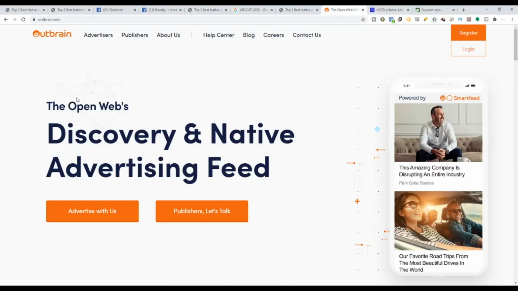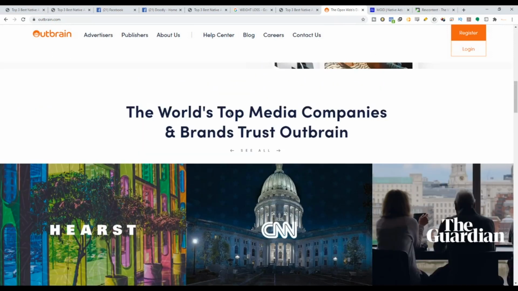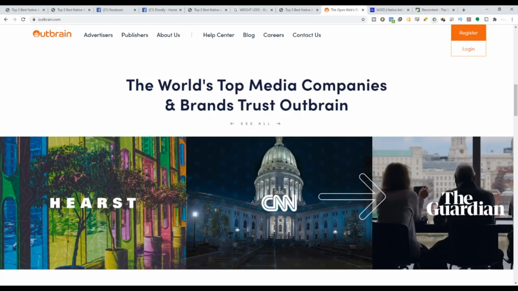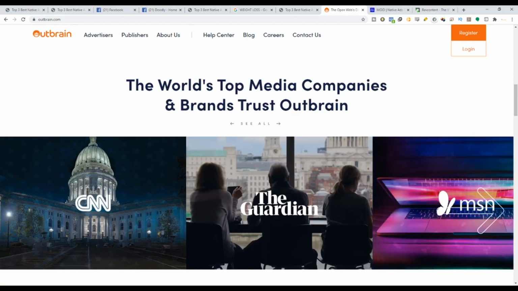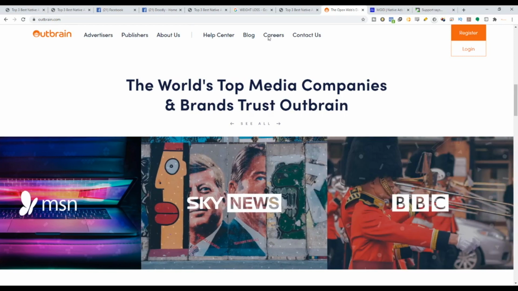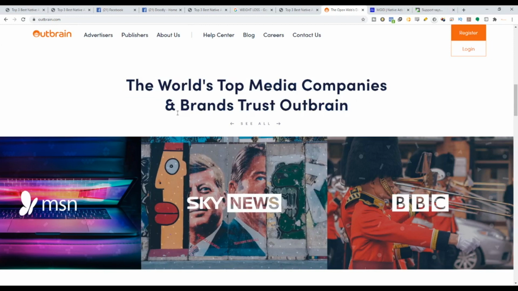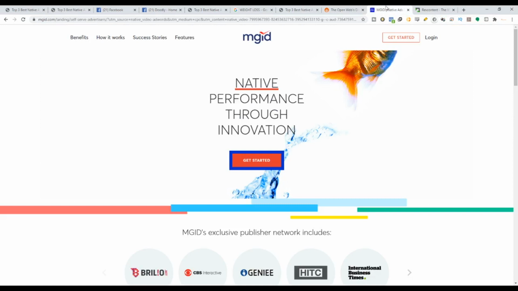For example, Outbrain has one of the best advertisers that they have actually partnered with. You know what advertisers mean? Simply that your native ads would be showing on these particular pages: CNN, Guardian, MSN, Sky News, and BBC, and all this kind of stuff. So this is very important. You need to see what type of partners they have, so that you will know exactly where your ads will be shown, and each of them has a different traffic quality as well.